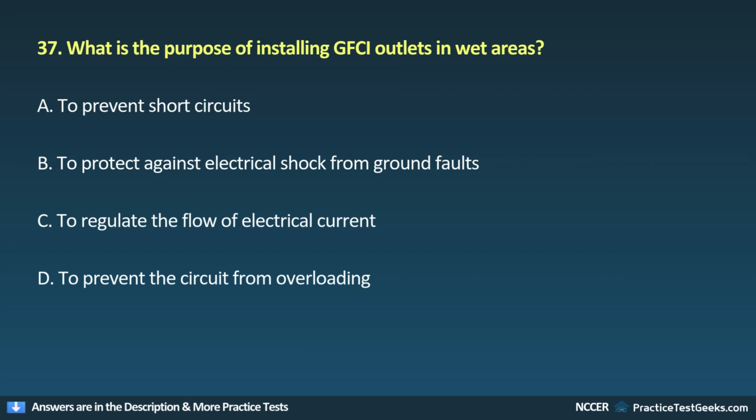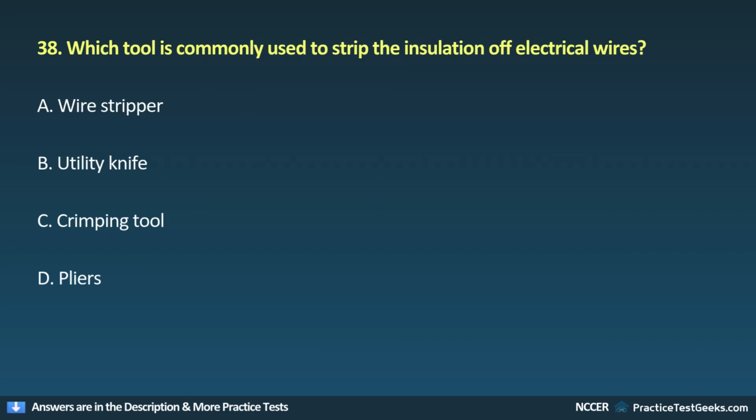A. To prevent short circuits. B. To protect against electrical shock from ground faults. C. To regulate the flow of electrical current. D. To prevent the circuit from overloading. 38. Which tool is commonly used to strip the insulation off electrical wires? A. Wire stripper. B. Utility knife. C. Crimping tool.